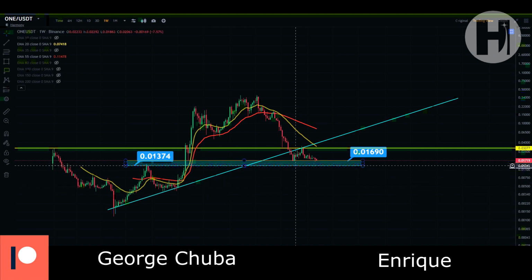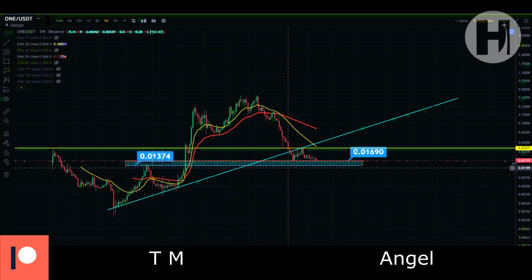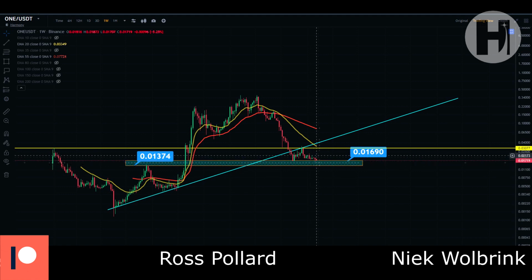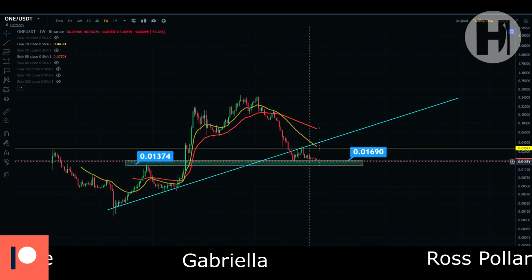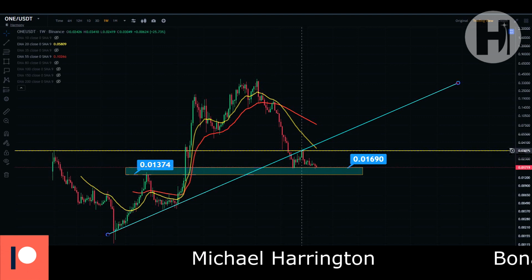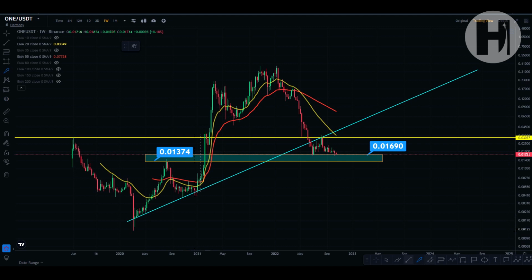So anywhere from 0.01690 to 0.01374, that's a very, very strong support level, and I would be dollar cost averaging into Harmony One at these prices. Now, what you can also see is that you retested this teal trend line as resistance. So you have multiple bounces as support over here.